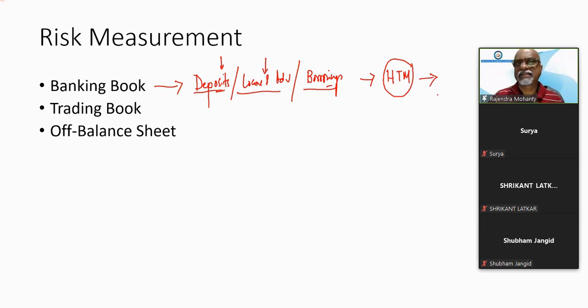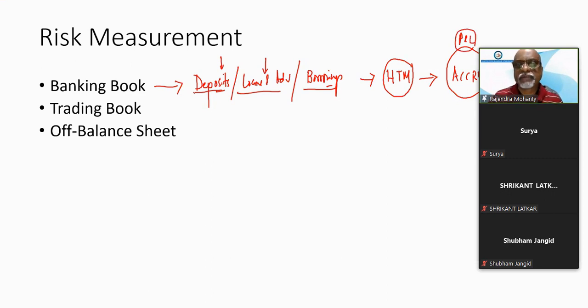Now, the third characteristic is that for all these HTM categories, the deposits, loans, advances and borrowings, the system of accounting followed is called the accrual system of accounting. Accrual system of accounting means whenever the interest accrues, at that point of time, we will take that interest to the P&L account.